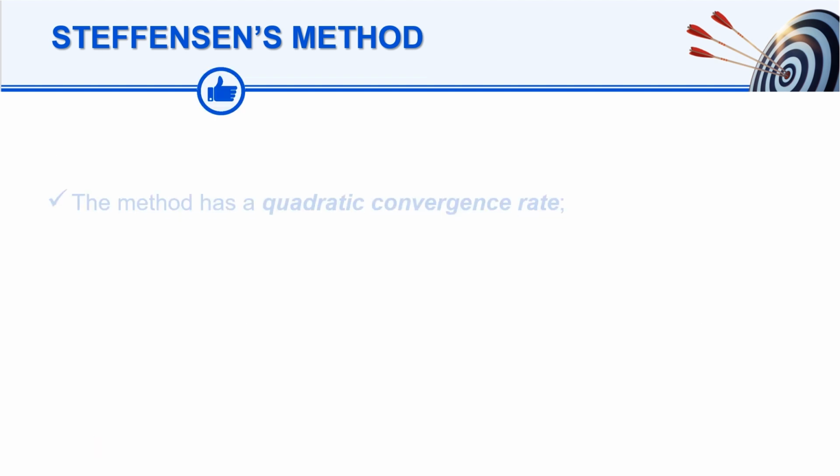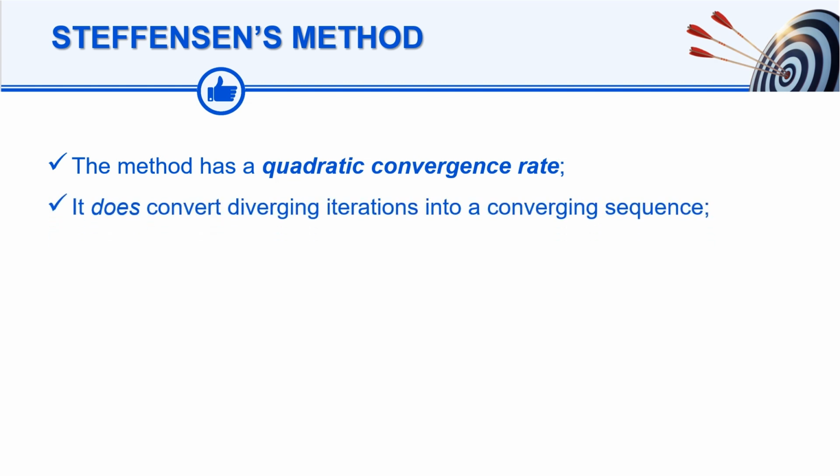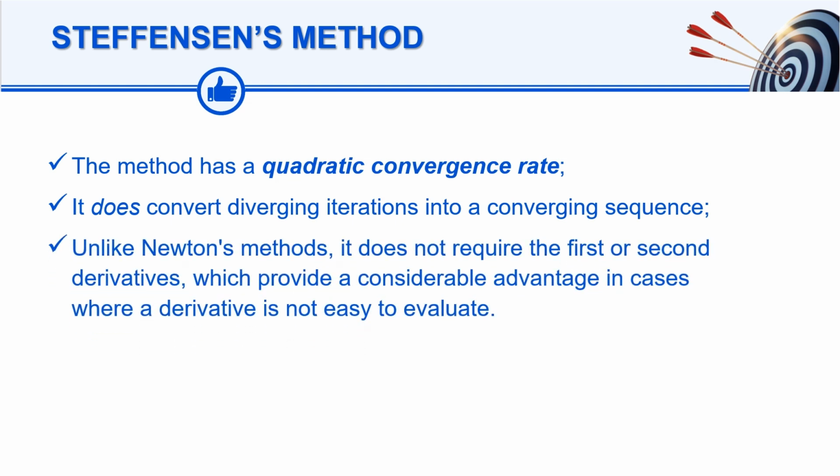The advantages of the Steffensen's method are: the method has a quadratic convergence rate. It does convert diverging iterations into a converging sequence. Unlike Newton's methods, it does not require the first or second derivatives, which provides a considerable advantage in cases where a derivative is not easy to evaluate.